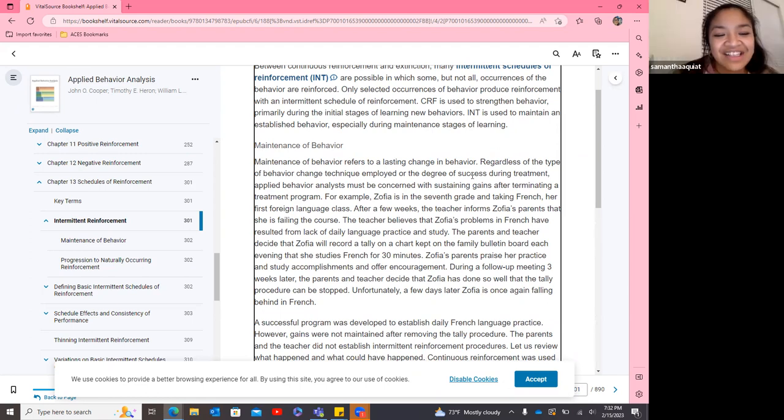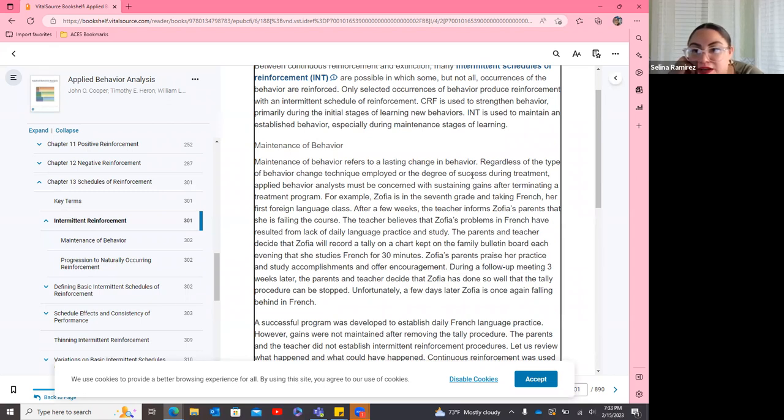Okay, so for example, Zofia, that's a funny name with a Z, like instead of Sophia, Zofia. Zofia is in the 7th grade and taking French, her first foreign language class. After a few weeks, the teacher informs Zofia's parents that she is failing the course. The teacher believes that Zofia's problems in French have resulted from lack of daily language practice and study. The parents and teacher decide that Zofia will record a tally on a chart kept on the family bulletin board each evening that she studies French for 30 minutes.